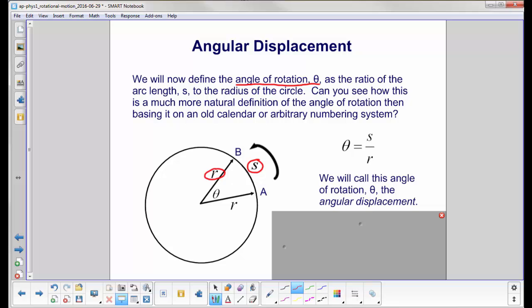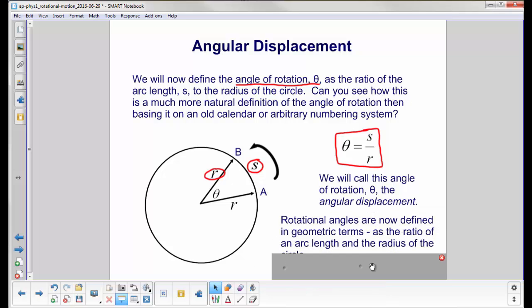Can you see how this is a much more natural definition of the angle of rotation than basing it on some old calendar or arbitrary numbering system? We are relating a piece of the circumference of the circle to the angle that it subtends when it rotates. So we will have theta is equal to S over R. Theta is the angular displacement.